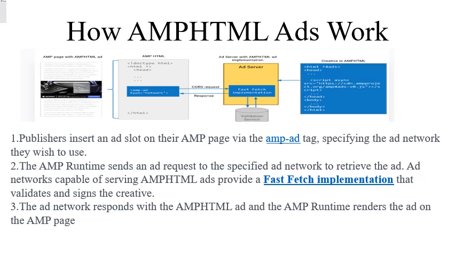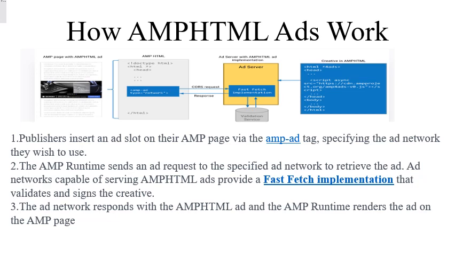So how do AMP HTML ads work? This is an AMP page with AMP HTML ad code. It sends a request to the ad server and gets a response from the ad server in terms of the creative. The ad server, with AMP HTML ads implementation, fetches the ad very fast and then validates the ad, and this is the creative which is used by the ad server to display the ads in HTML format.